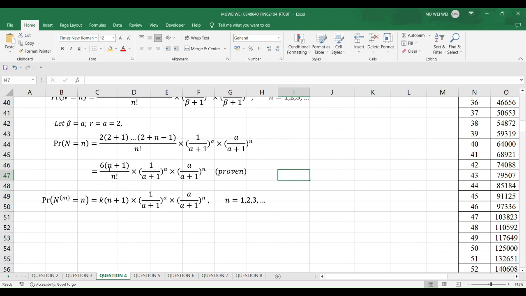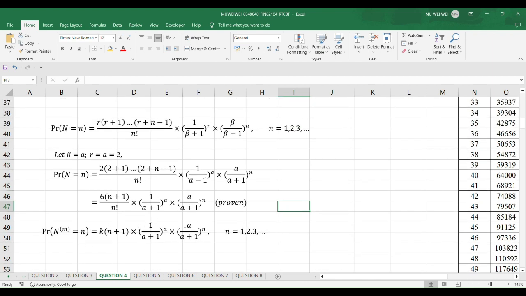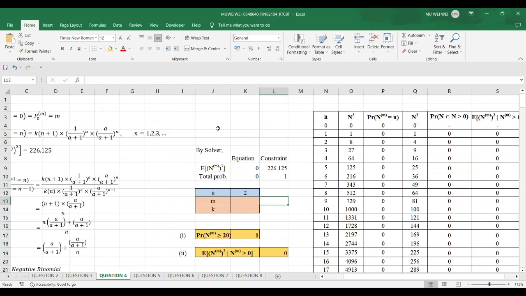So then we get 6 times (n plus 1), divided by n factorial, times (1 over a plus 1) to the power of a, times (a over a plus 1) to the power of n. By comparing it with the equation from the question, we see that it is practically the same. So this proves that r equals a and a also equals 2.